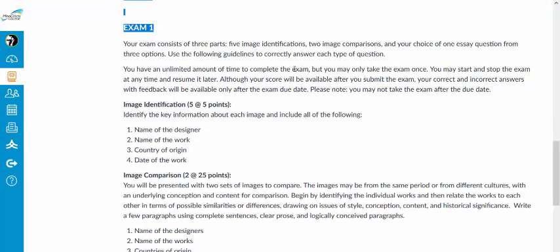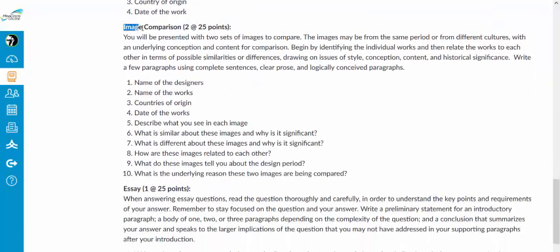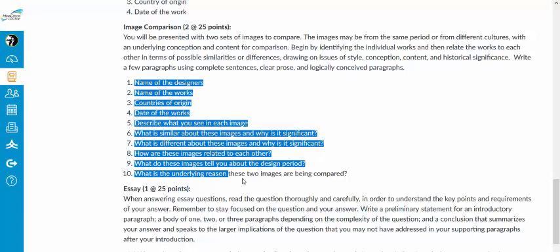This week you'll be taking your first exam, and there are 3 parts to the exam. The first part is image identification, where you will see some images, and you'll have to name the designer, the name of the work, the country of origin, and the date of the work. There are 5 of those, each worth 5 points. There are also 2 image comparisons where you'll be presented with 2 sets of images to compare. They may be from the same time period or different cultures.